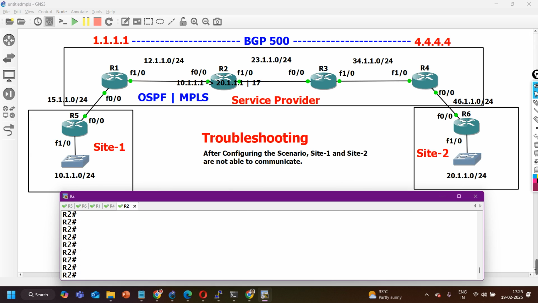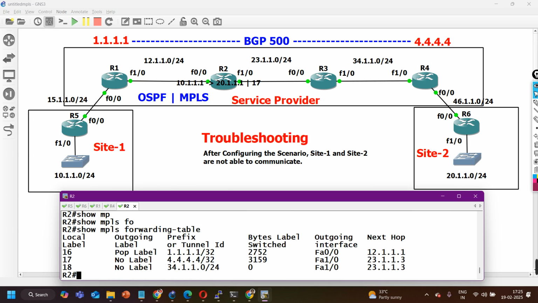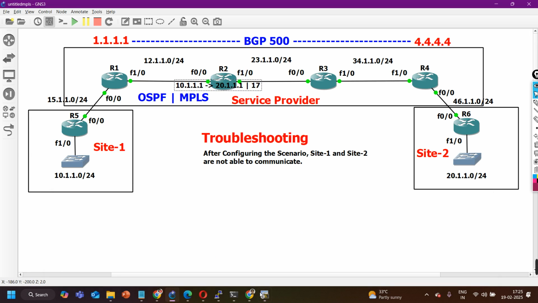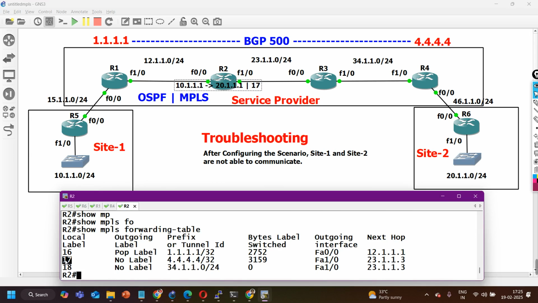Whenever a router receives a labeled packet, it checks another table that is called the MPLS forwarding table, or you can say the LFIB table. And in the LFIB table, it is going to compare the label. What label is coming? 17. So where is label 17? Local label 17 is over here. Is there any remote label, guys? No, a remote label is not present. No outgoing label is there for the traffic, right? That means router 2 is going to pop the label. It will remove the label, right?